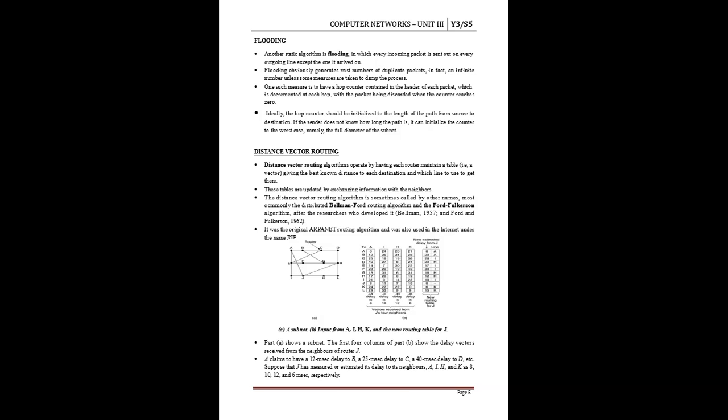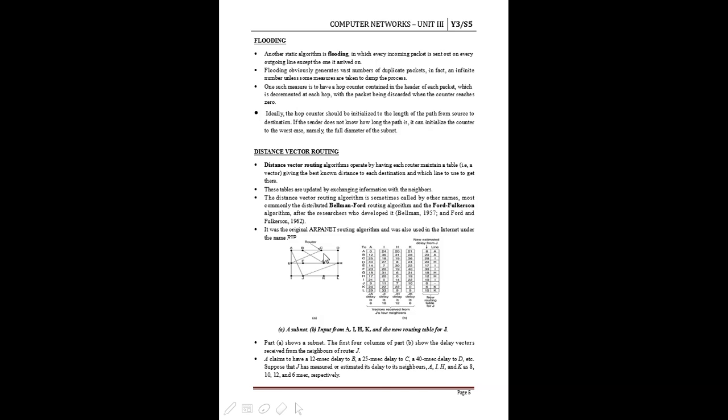The next one is distance vector routing. In distance vector routing, a routing table is maintained for the distance between the nodes. There you can see a diagram: A, B, C, D, E, F, G, H, I, J, K, L. This is one subnet. The distance vector algorithm is otherwise known as the Bellman-Ford algorithm, or the Ford-Fulkerson algorithm. Remember it as one word.